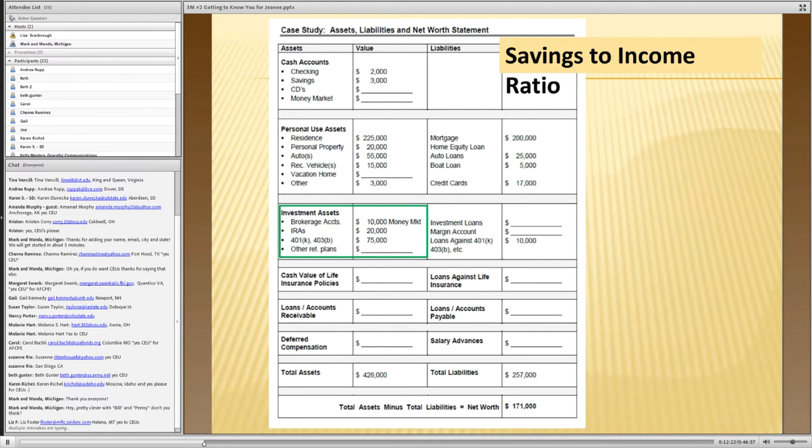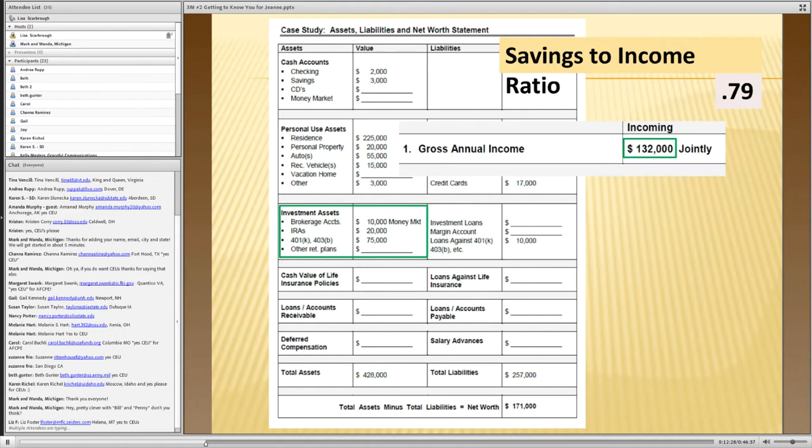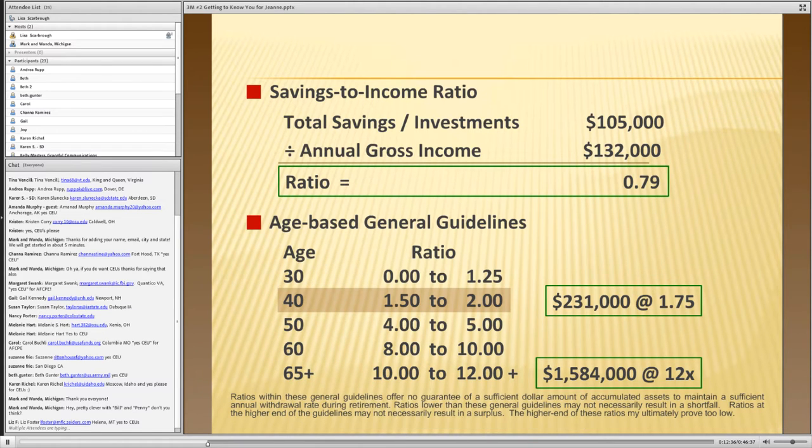Savings to income ratio. Well, here's the savings. And if we add that up, it's what, $105,000, and they're making $132,000. So this, again, is an age-based ratio. And let's see if we have some problems here with Bill and Penny again. We certainly did with their debt to income, and we see a problem here with their savings.